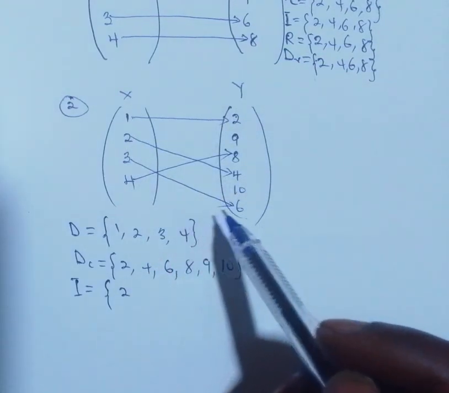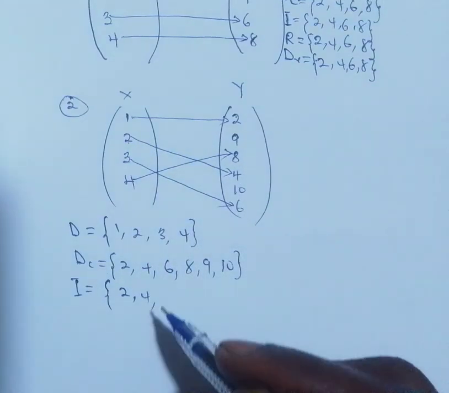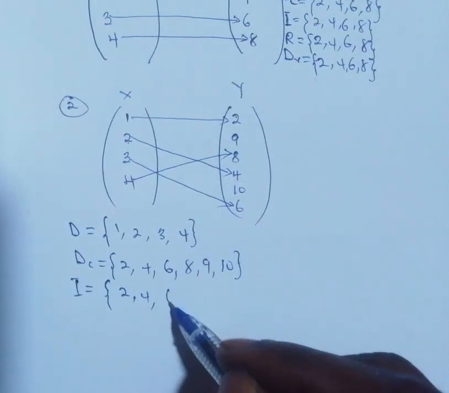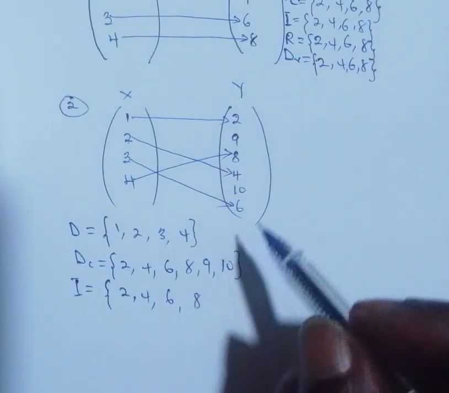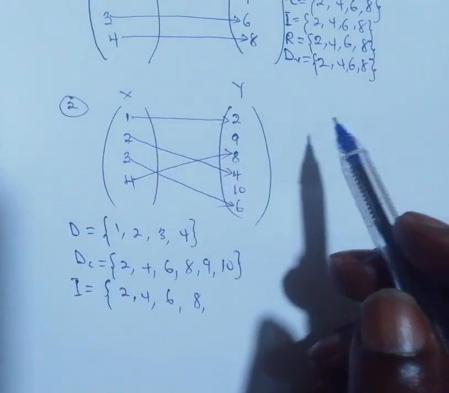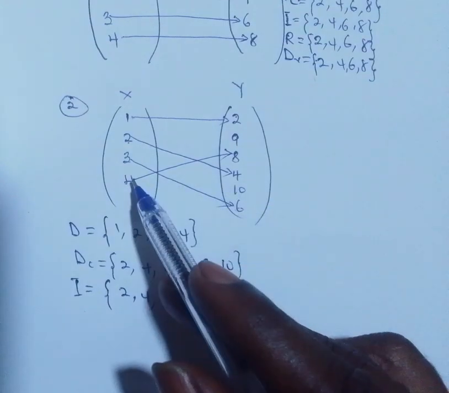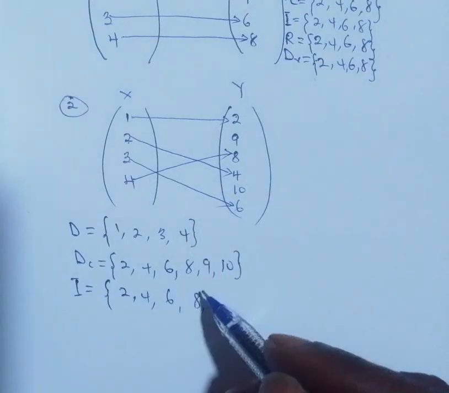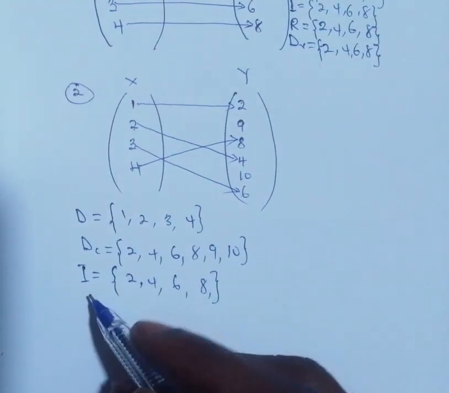Let's look at other elements. 4 also corresponds, so we can have 4. What about 6? Yes, 6 also corresponds to 3. What about 8? 8 corresponds to 4. What about 9? 9 doesn't correspond to any element in the domain, so we don't add it. What about 10? 10 also doesn't correspond to an element, so we don't add the 10. So these are the image.